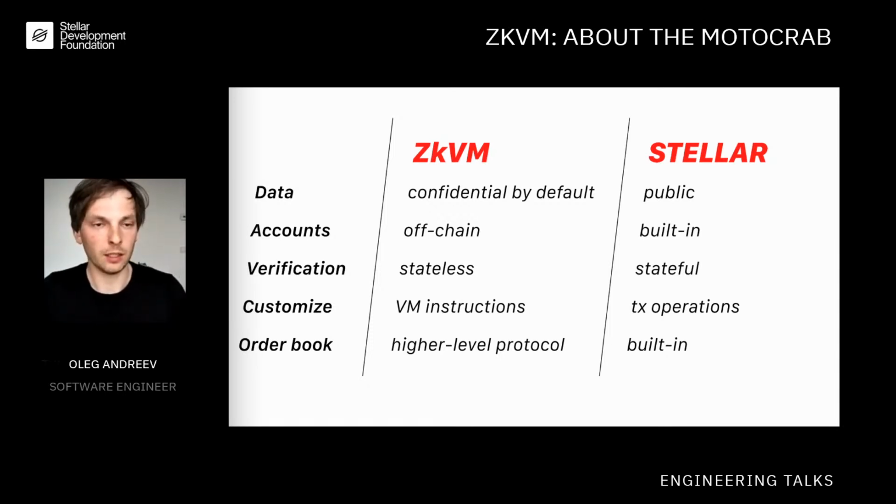operations. And another important difference is that the order book logic in Stellar is built in and has some stateful conditions that allow for more interesting multi-party price assurances. In ZkVM, there is no such built-in concept. You can build all sorts of order books on top of the system yourself, depending on how complicated you want it to be.